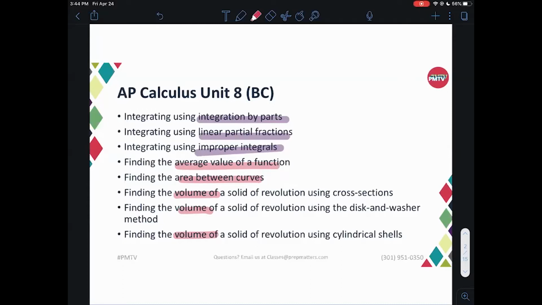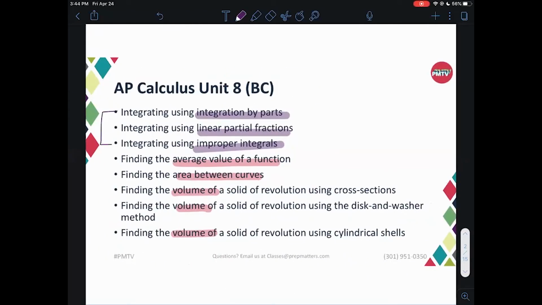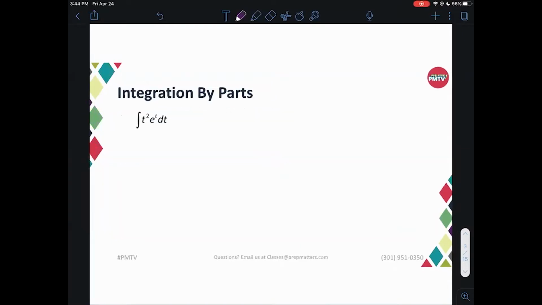So I'm going to run through some more skill-based math for these first three. I'm going to show you one problem of each just to make sure that your notation and your formulas look good. And then we're going to talk about area, with average value of a function incorporated in pretty quickly, and then work on navigating through the different volume formulas. So let's start with integration by parts.